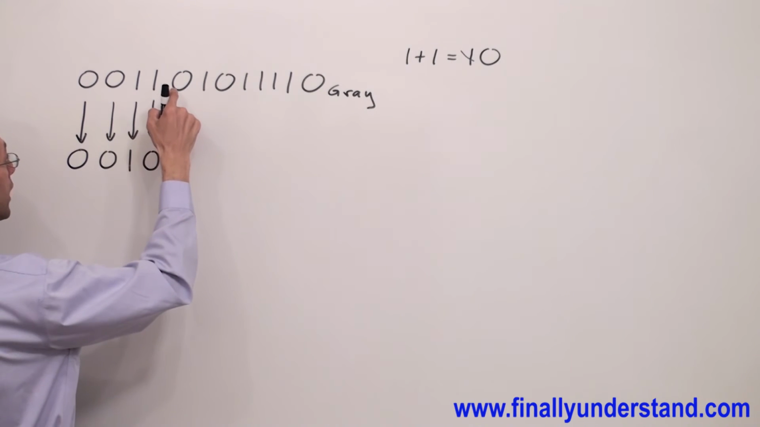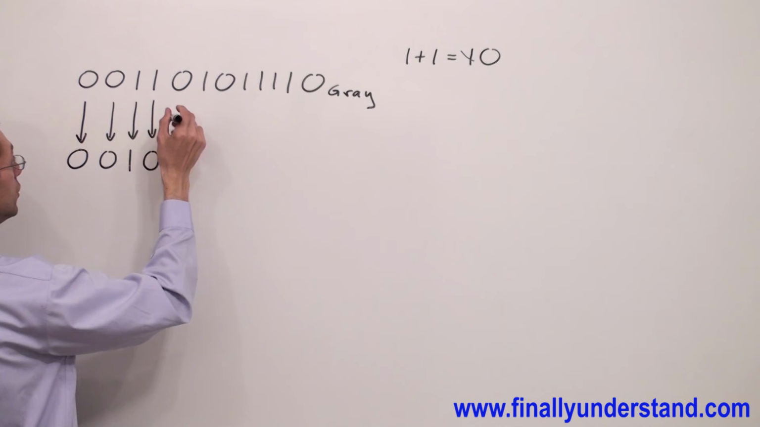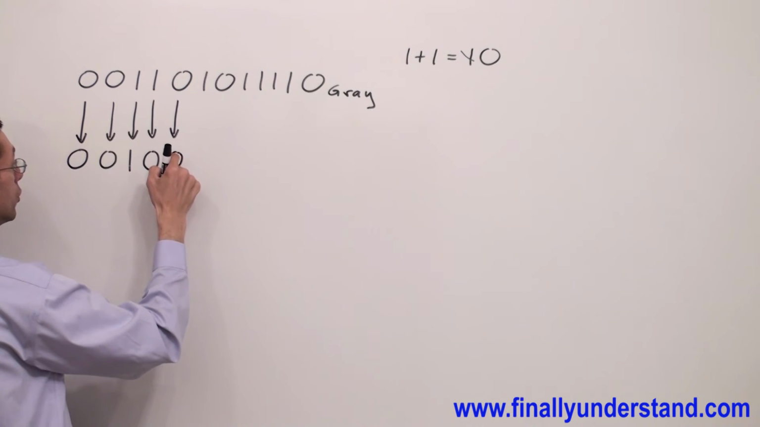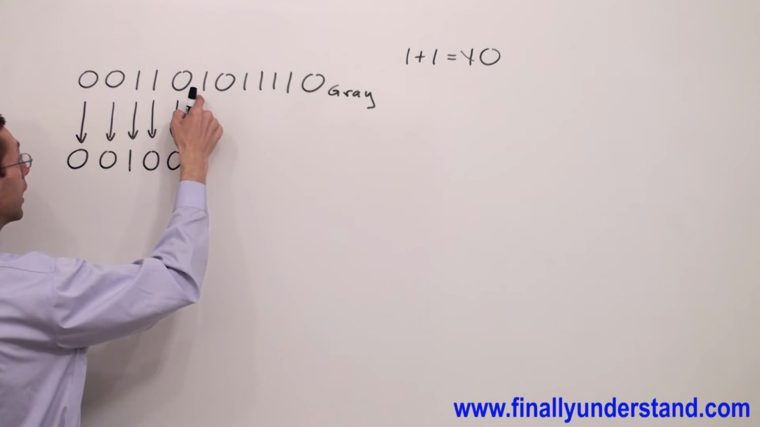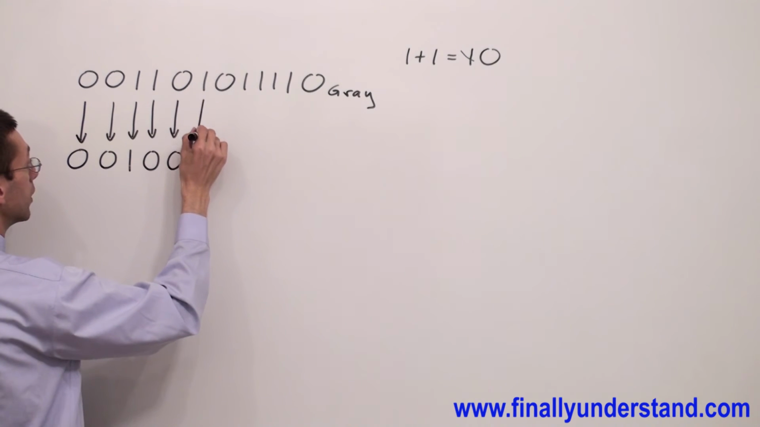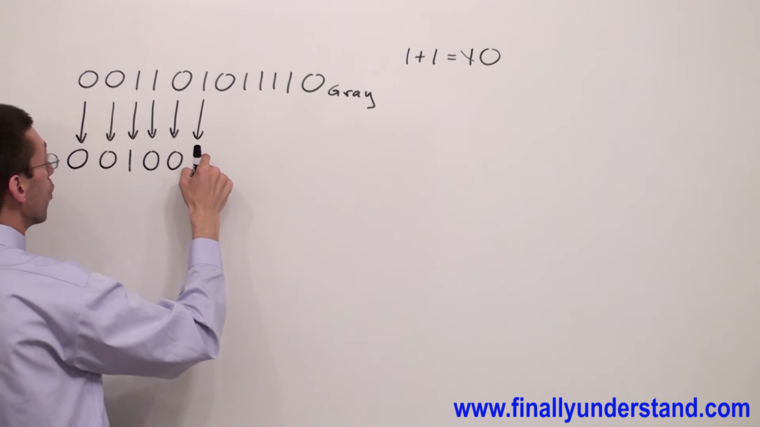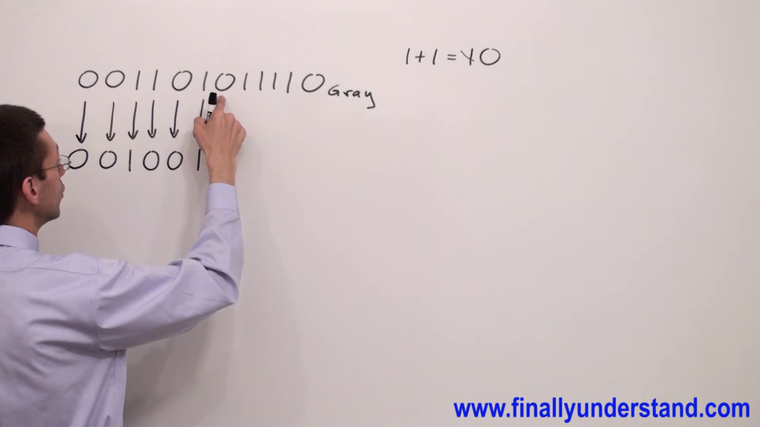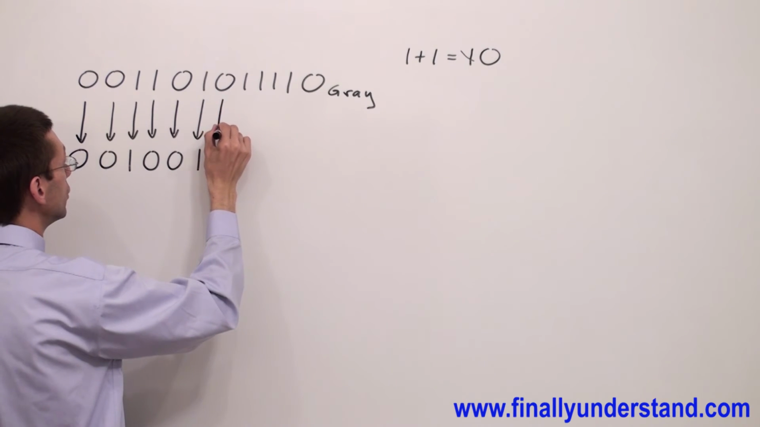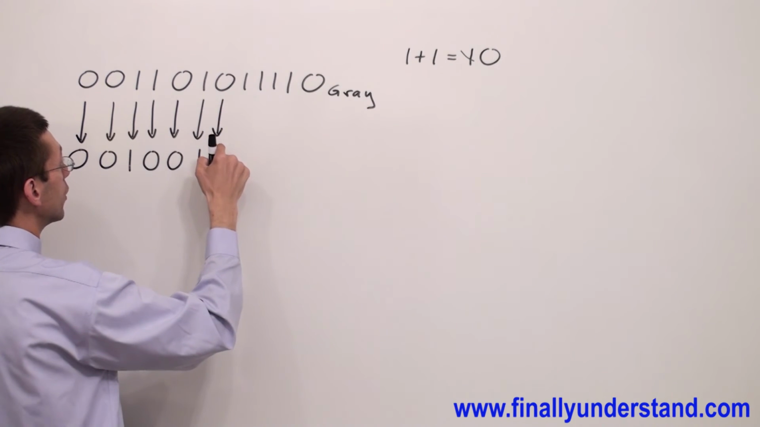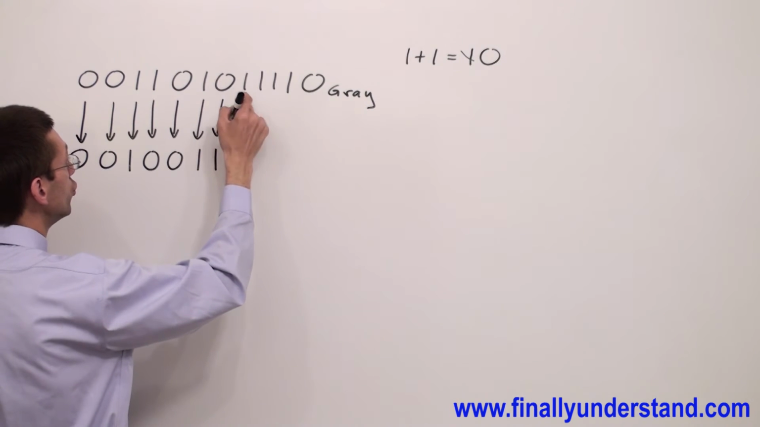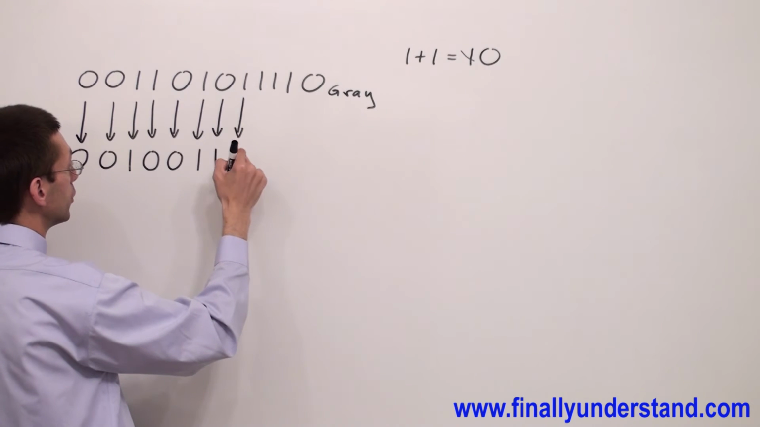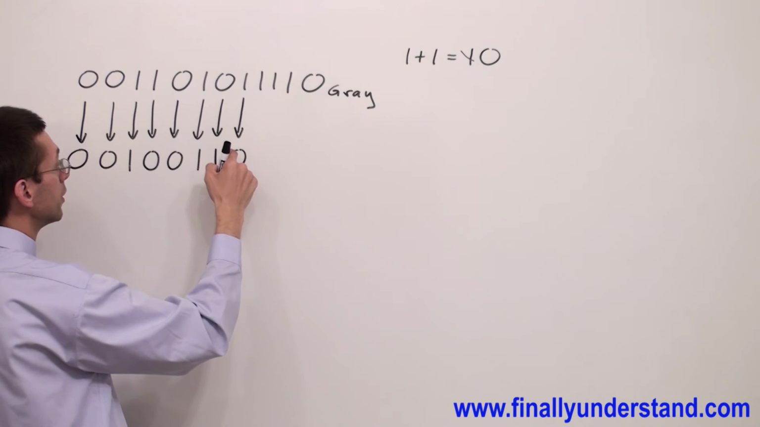0 plus 0 gives me 0. That's why I'm supposed to write only 0. 0 plus 1 gives me 1. 1 plus 0 gives me 1. That's why I'm supposed to write 1 over here. 1 plus 1 is 2. That's why I'm supposed to write only 0, because I have to discard the carry of 1.